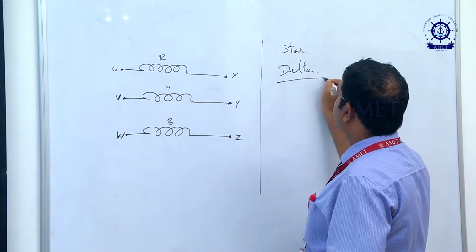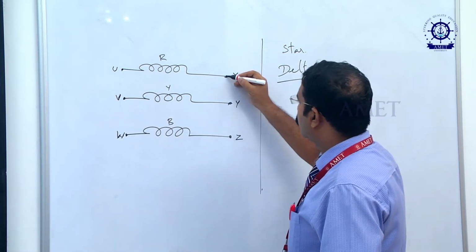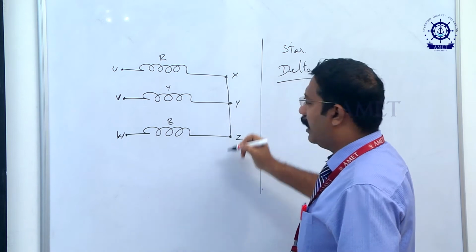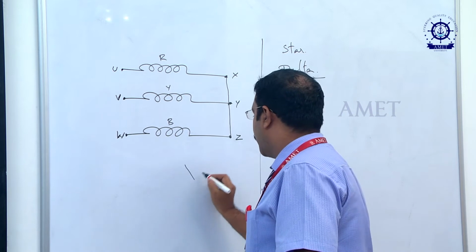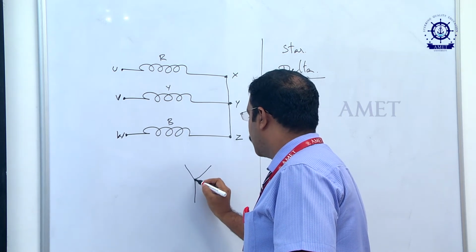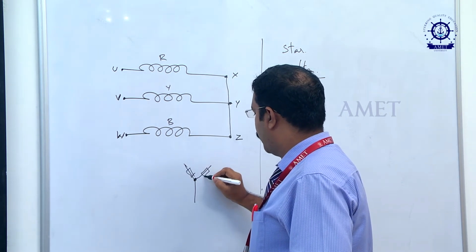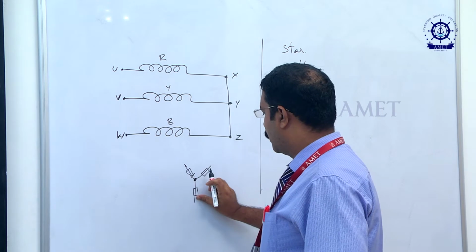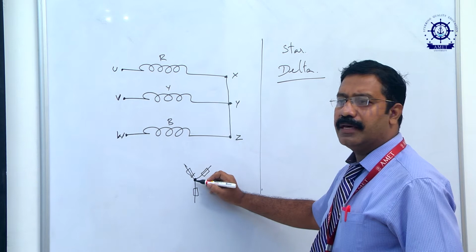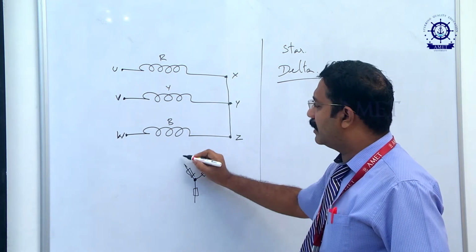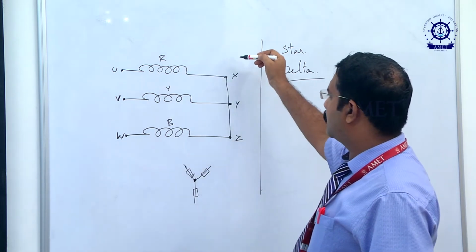What is star connection? A star-like structure. That means I can short circuit all of X, Y and Z, and give U, V and W separately. It will be like this: 3 windings, first, second and third. One point of each is connected as a star, shorted, and the other ends are left free. This is like a star.